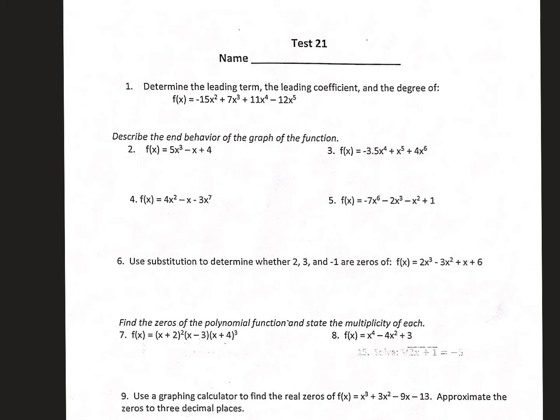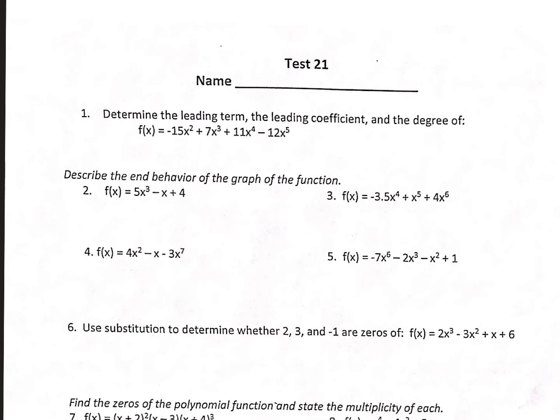All right, guys, let's get this practice test knocked out here. The first one, all you have to put on the first one, you can skip the leading term part and just look for the leading coefficient and the degree. Remember, the degree is the biggest exponent, which is that term right there. So I'm going to say the degree is 5. That's the biggest exponent. The leading coefficient is the coefficient in front of that term, which would be negative 12.